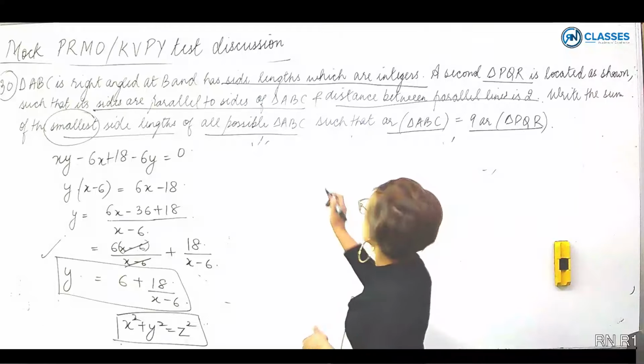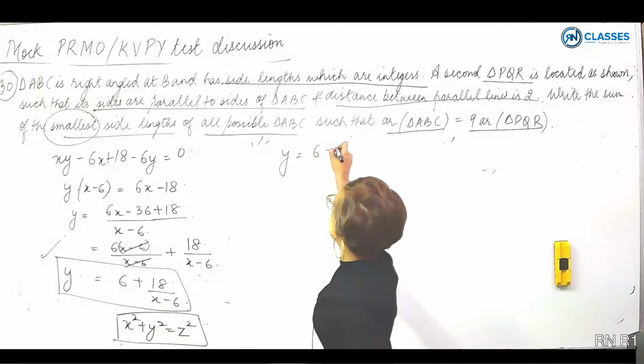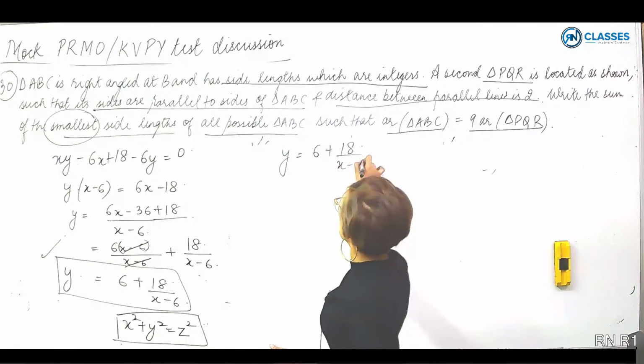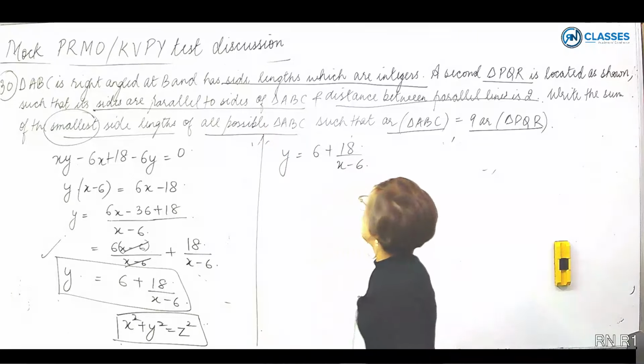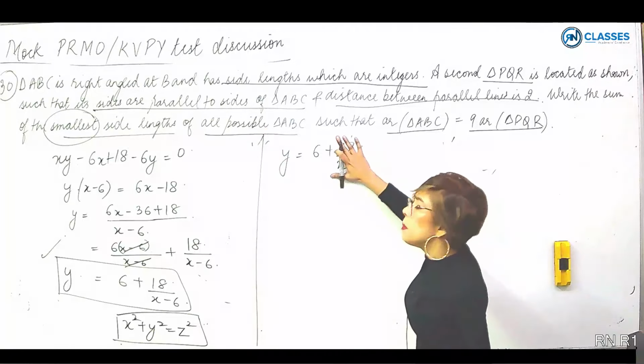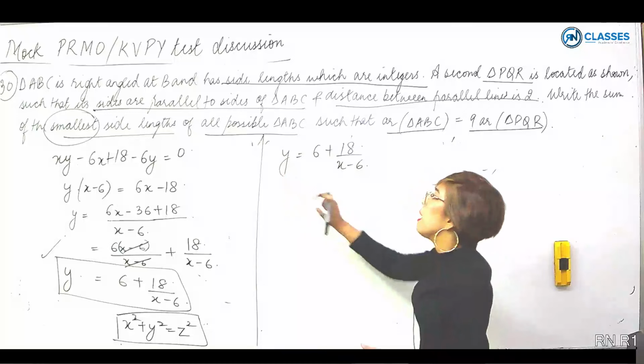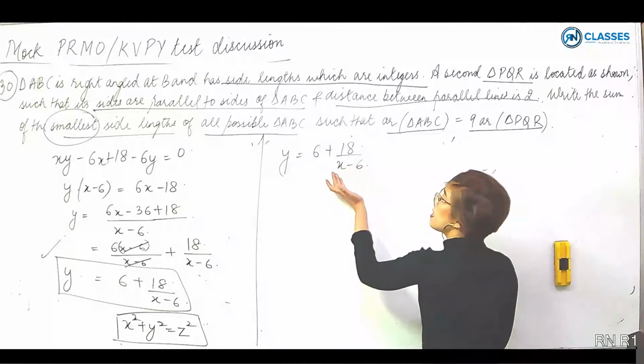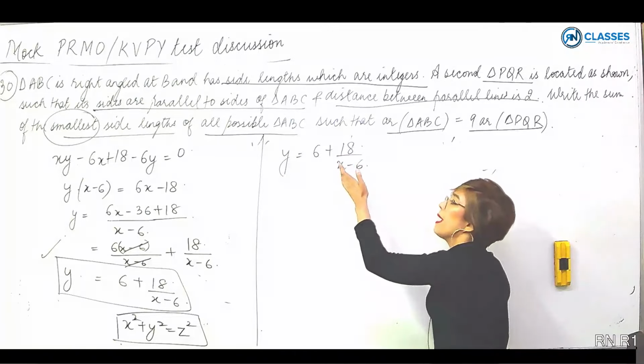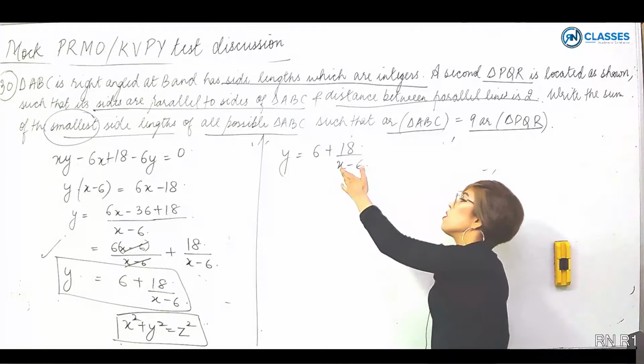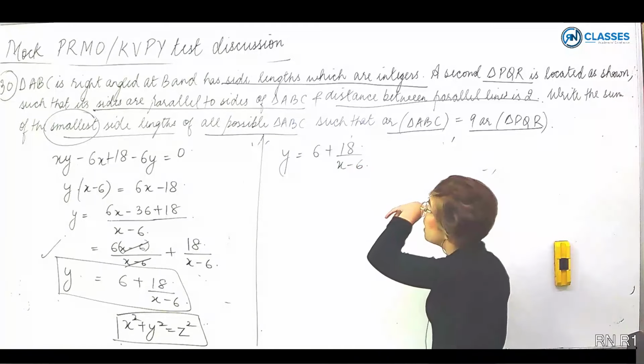Right. So I have y is equal to 6 plus 18 by (x minus 6). Now, this thing has to be an integer because y is an integer. If this has to be an integer, let me see what the value of x can be. Can you put x as 1? Of course not, it becomes negative. So let's not do that.